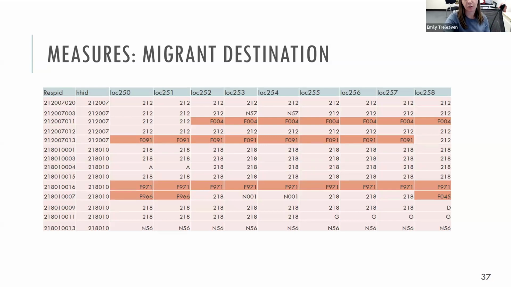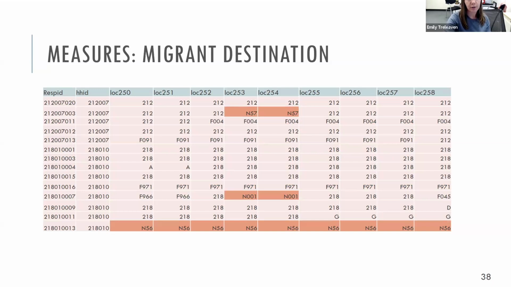This person returned from country 91 in month 257. In the subsequent month, they're back in their household neighborhood location of neighborhood 212. And then same here, we see that this person returned from country 966 in month 251.